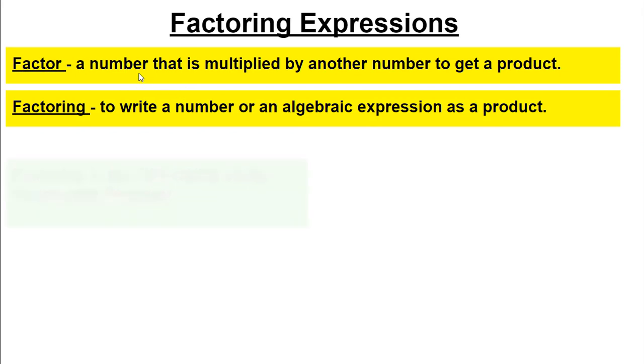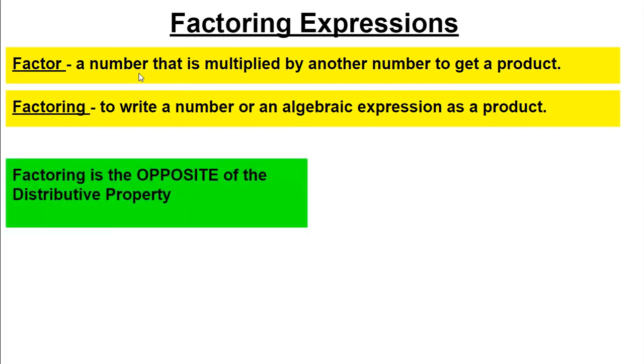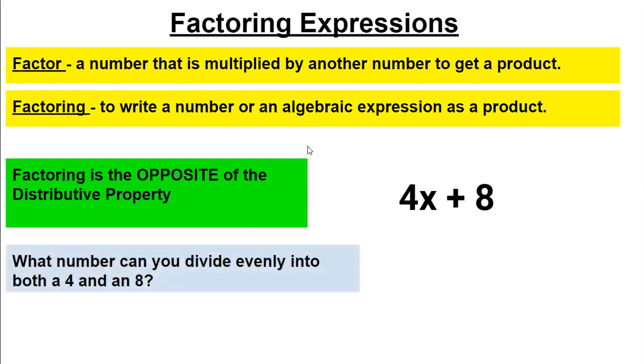Let's see an example. So factoring, like I said, is the opposite of the distributive property. So here we have an expression, 4x plus 8. We're going to factor that. So what number can you divide evenly into both the 4 and the 8? The most you could take out would be a 4, right? So that's what we're going to do. 4 is the number we're going to take out.